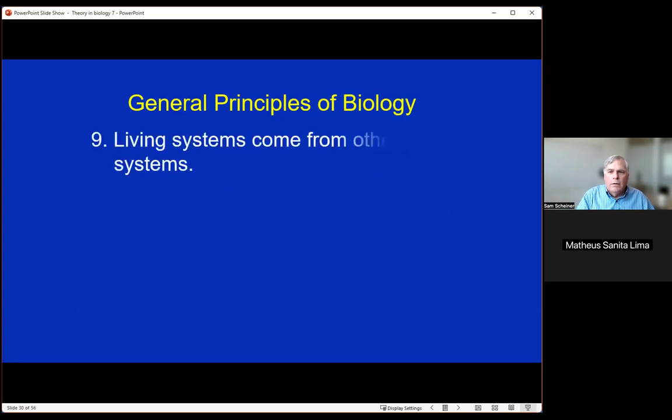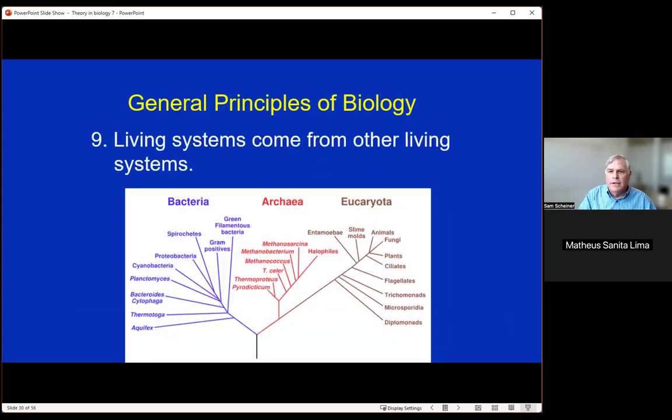So almost there. I said there are 10. Here's number 9. Living systems come from other living systems, right? So all life on Earth is related to each other. At some point, there was what's called the last universal common ancestor of everything.